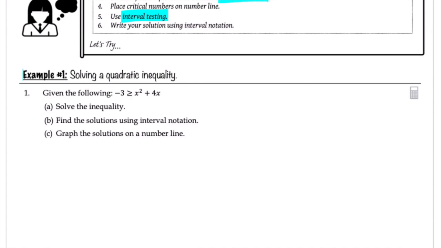Let's look at example number 1. Solving a quadratic inequality. Given the following, -3 is greater than or equal to x squared plus 4x. We want to solve the inequality. We want to find the solutions using interval notation, and we want to graph the solutions on a number line. So let's start off by solving the inequality.